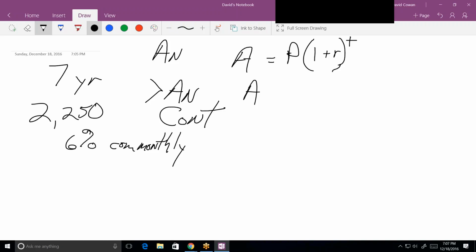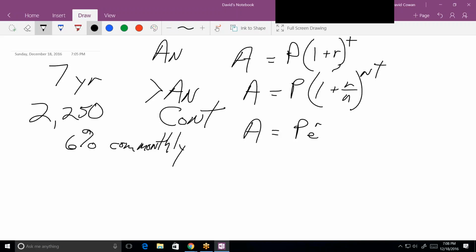More often than annual gets a little more complicated. What is this? 1 plus R over N to the power of N times T, with N being the number of times per year. And then the third one for continuous is P, e, and the R goes in the exponent. This is greater than annual. In fact, monthly N is 12.